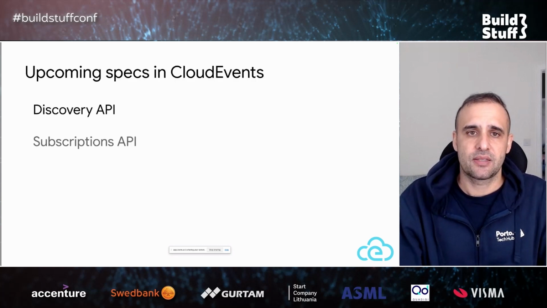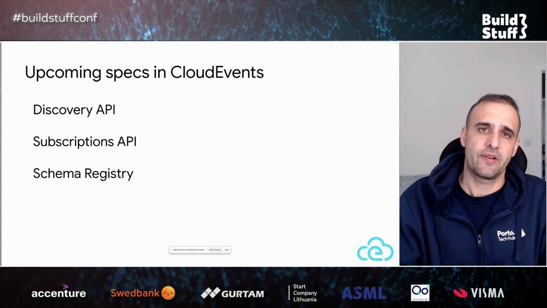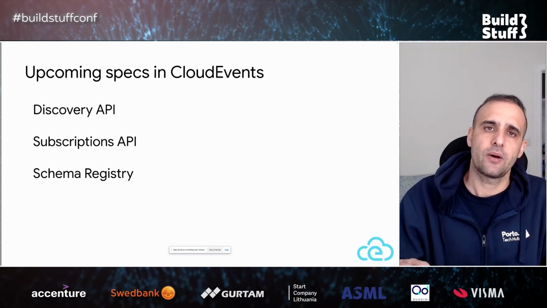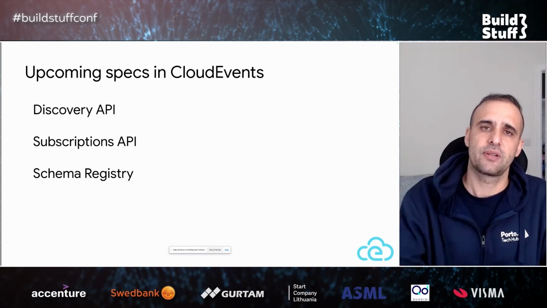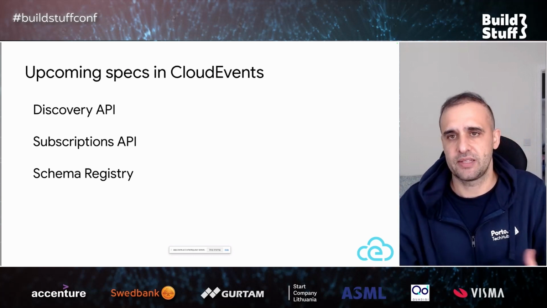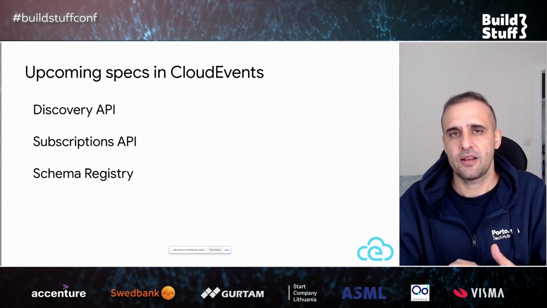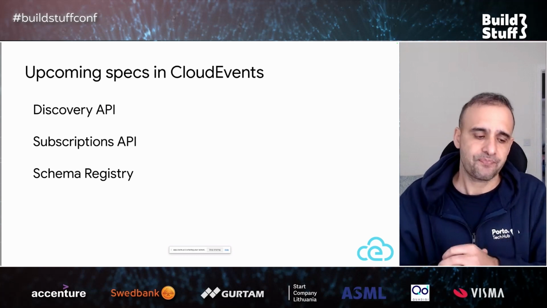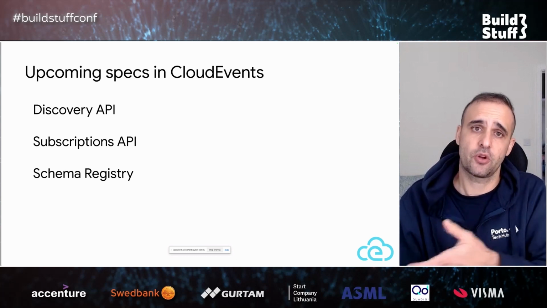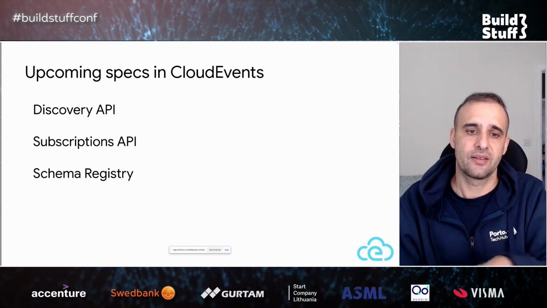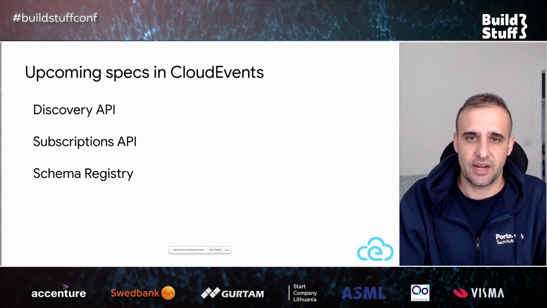And then there are three upcoming specs in Cloud Events. One is called Discovery API, the other one is Subscriptions API, and the other one is Schema Registry. And these are all about the lifecycle of events. So how do you discover the events? How do you subscribe to events? And how do you see the schema of these events? These are upcoming specs in Cloud Events, so we'll see what happens and how they will shape Cloud Events. And it's also interesting because in AsyncAPI that I'm going to talk about next, they also do this kind of thing. They also have a schema and stuff like that. So it will be interesting to see how Cloud Events and AsyncAPI evolve together.